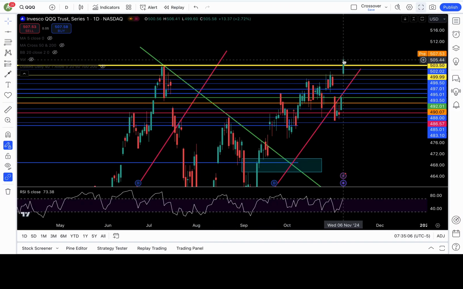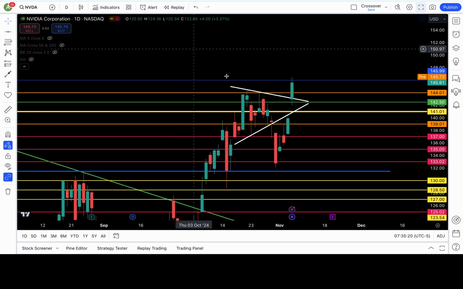Yeah, I think that's where it closed yesterday, right around where it closed yesterday. You can reference that if you want. I'm watching 506.5, I'm watching 505, and then 503.5. Those are my levels, guys.